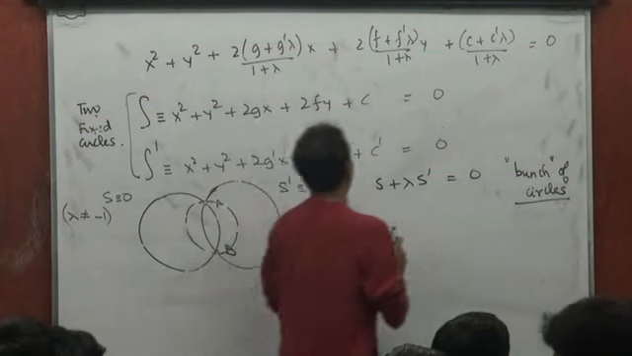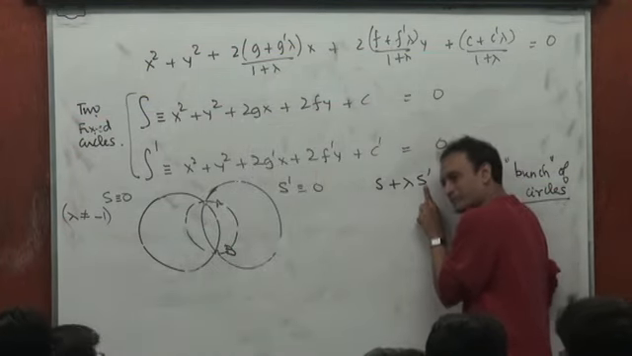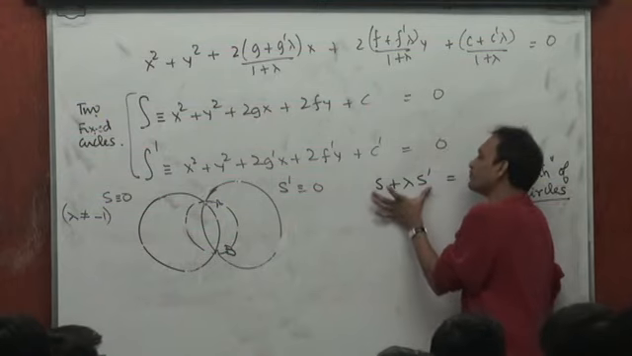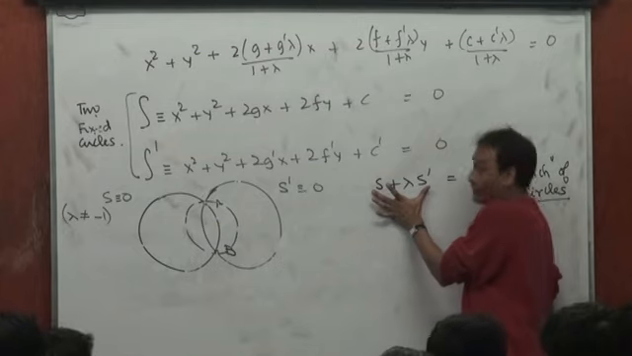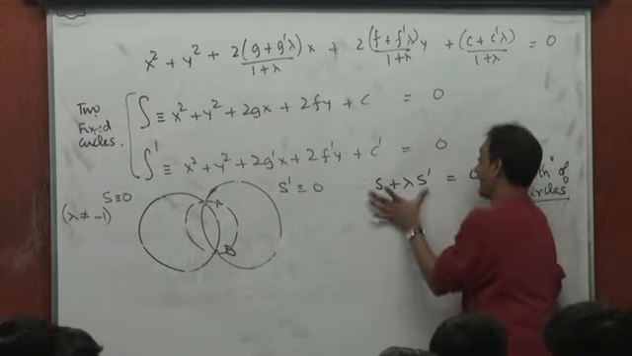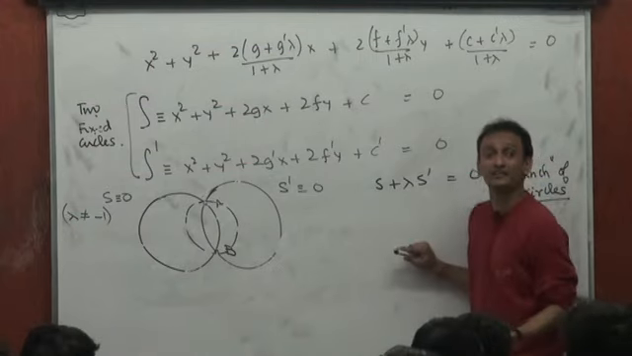The coordinates of A will cause S to be 0. The coordinates of A will cause S prime to be 0. So, coordinates of A will cause S plus lambda S prime to become 0. Yes or no? That means the point A lies on this circle. The point A lies on this circle, right?